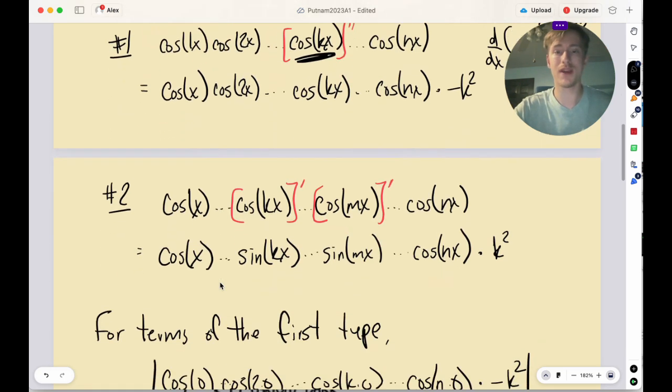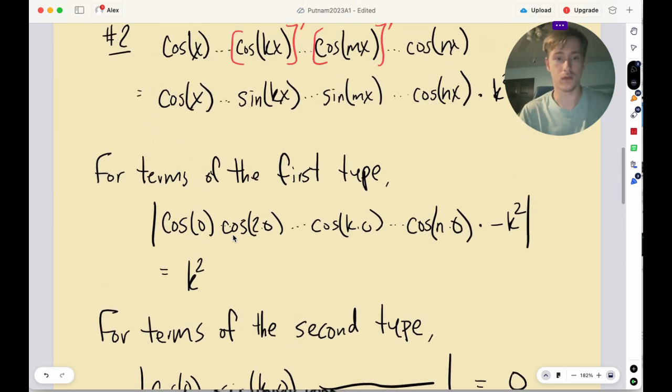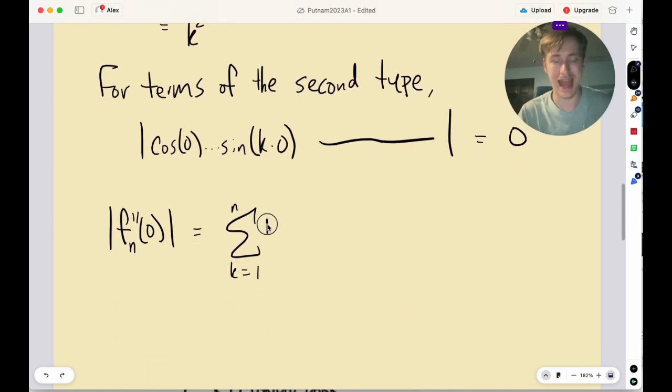Okay, so what I'm going to have is that the magnitude of f_n double prime evaluated at 0 is going to end up being, let's see, it's going to be a sum from k equals 1 to n of k squared, because that's what a typical element's going to look like. And what I need is that to exceed 2023.